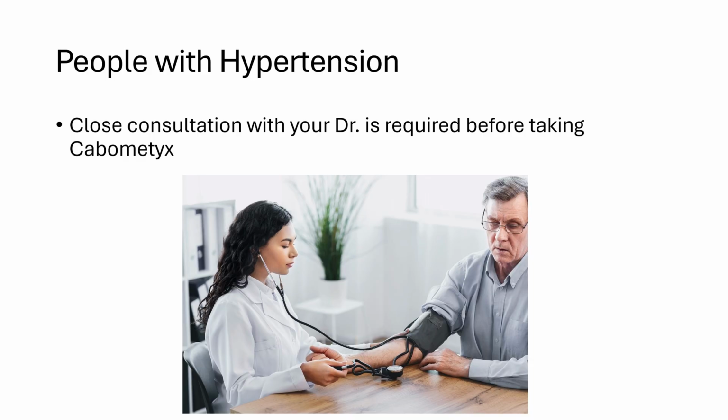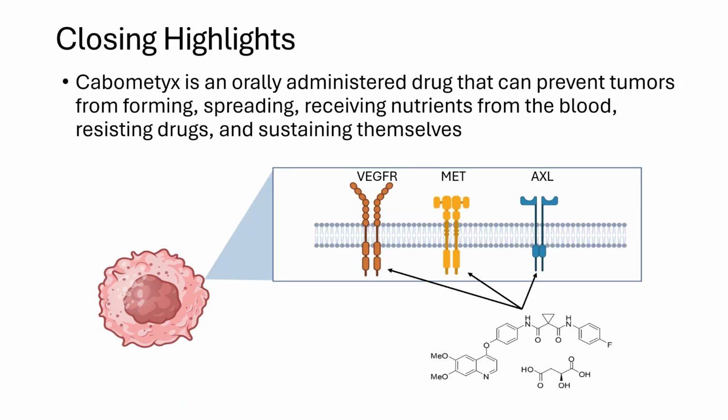Our final population is patients with a medical history of hypertension. To reiterate, Cabometyx can increase your blood pressure, so close consultation with your doctor will determine if Cabometyx is right for you. And to close things out with everyone who made it to the end of this video, let's briefly review what we know about Cabometyx. Cabometyx is an orally administered drug that can prevent tumors from forming, spreading, receiving nutrients from the blood, resisting drugs, and sustaining themselves. You should always talk to your doctor about your medical history and experience before taking any drugs or making any major medical decisions.